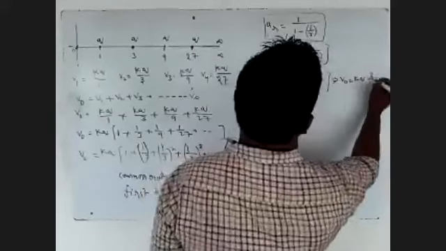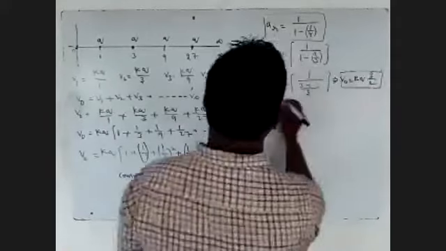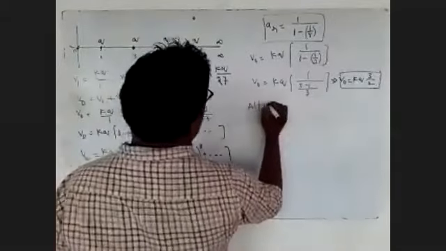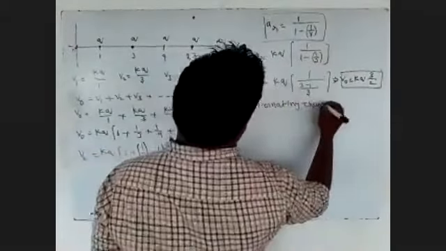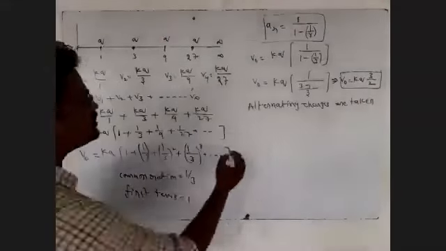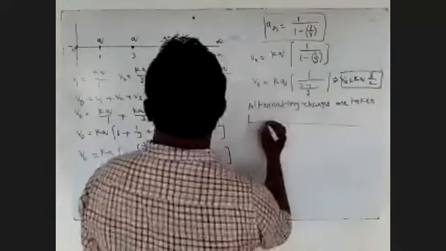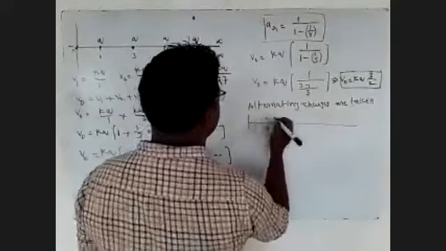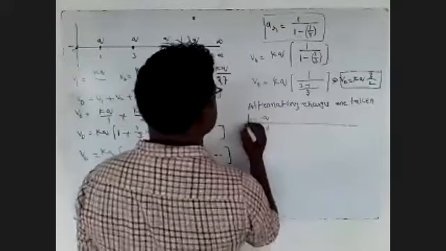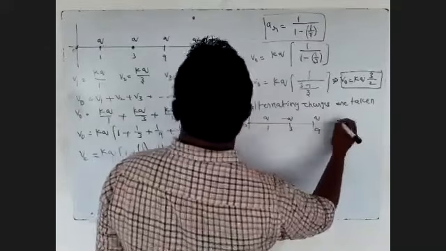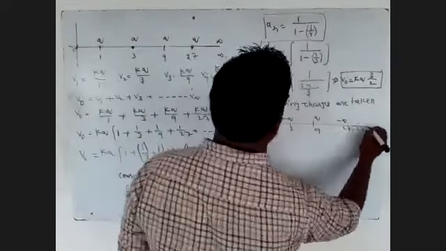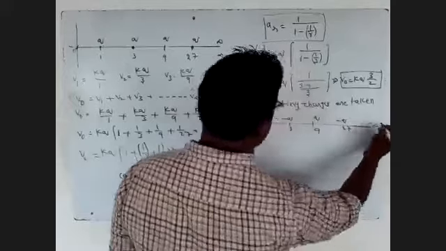This is the third side, this is a 2, this is a 1. Alternate charges are taken. What is the meaning of that? This is a Q, this is the origin point. Minus Q and plus Q and minus Q and so on.